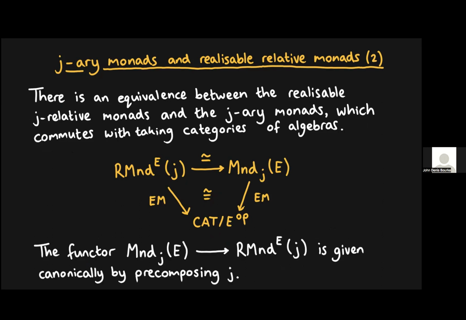And one thing I want to note, because it makes it very easy to tell how this equivalence is formed, is that the functor that takes a J-ary monad to its corresponding J relative monad is given just by precomposing the monad with the functor J. So precomposing the underlying functor and also the natural transformations that form the structure. There's always a canonical candidate for a J relative monad for every J-ary monad.